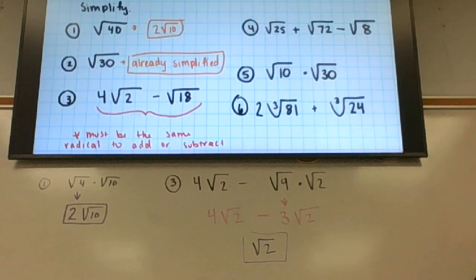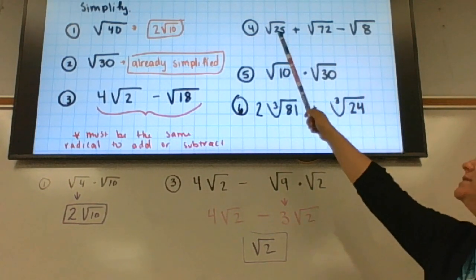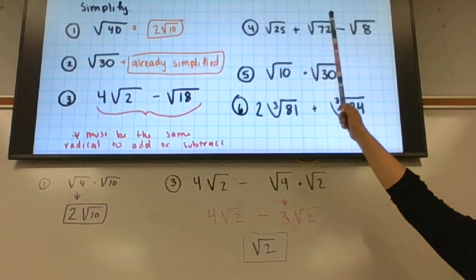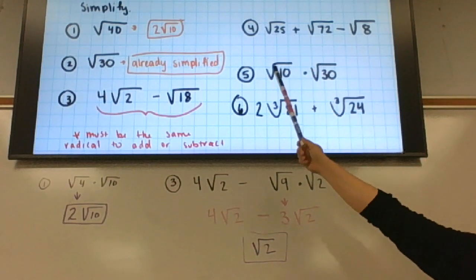All right, on 4, I'm going to pause for a minute. I want you to simplify, simplify, simplify. Try to simplify one or all of these on your own.